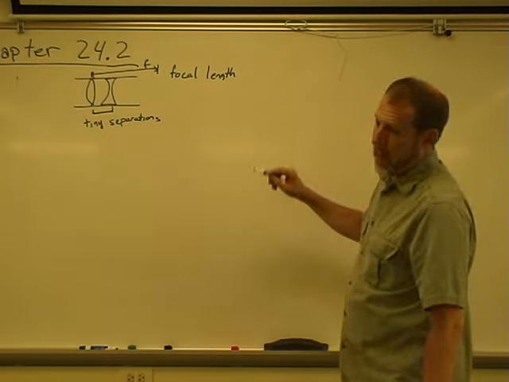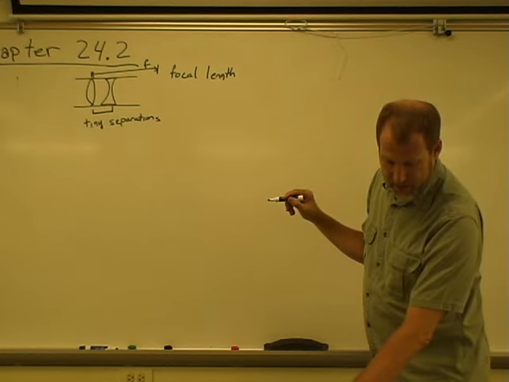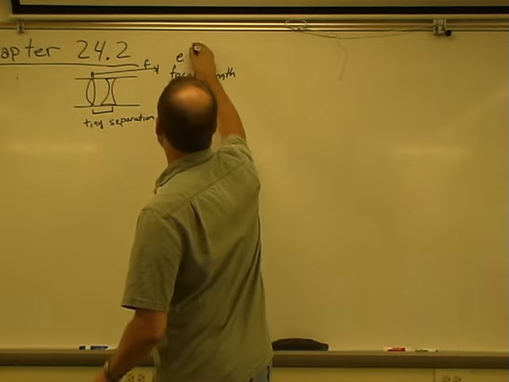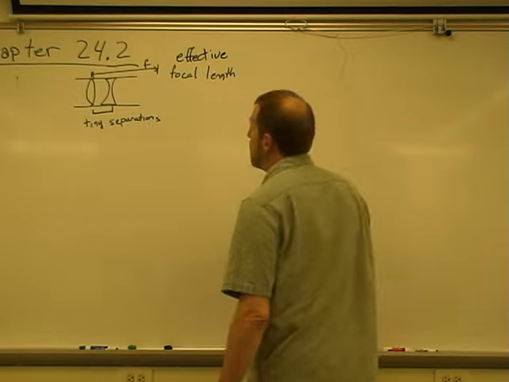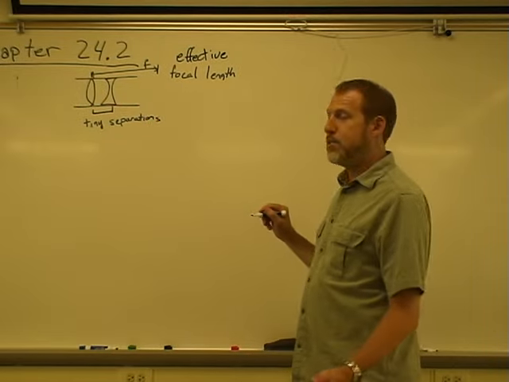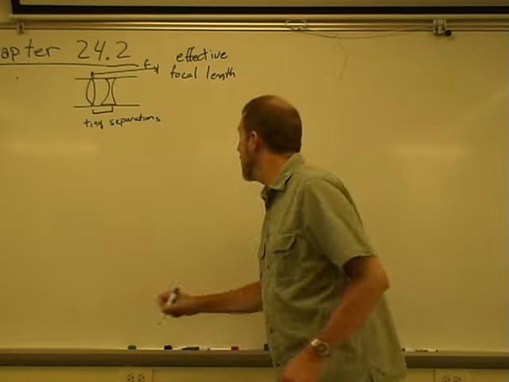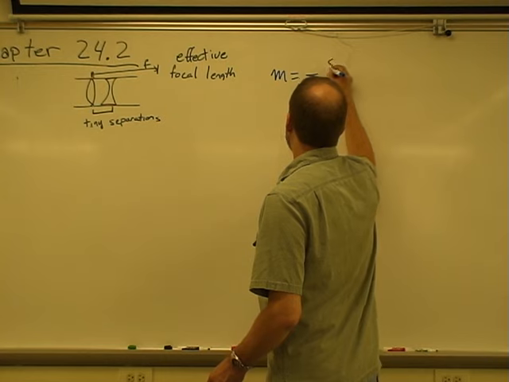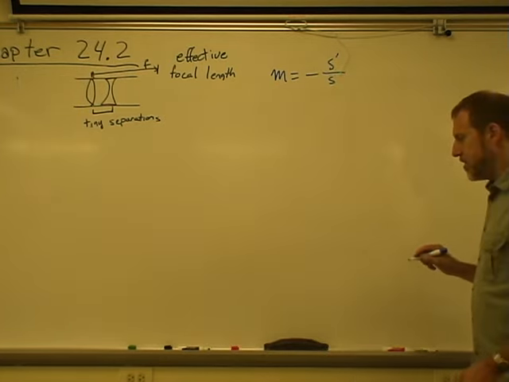An effect that this has is that, say, I should say this is the effective focal length. Suppose I'm looking at the magnification of an object. Well, the equation that we have for magnification is that it is equal to the opposite of the image distance over the object distance.